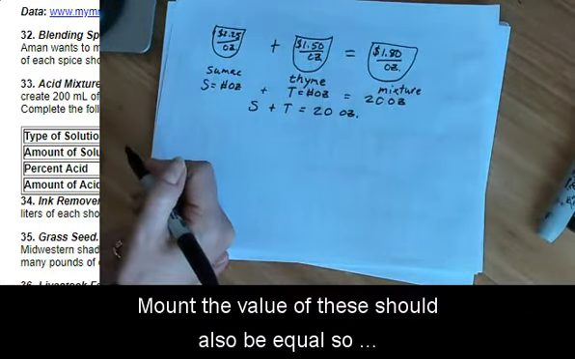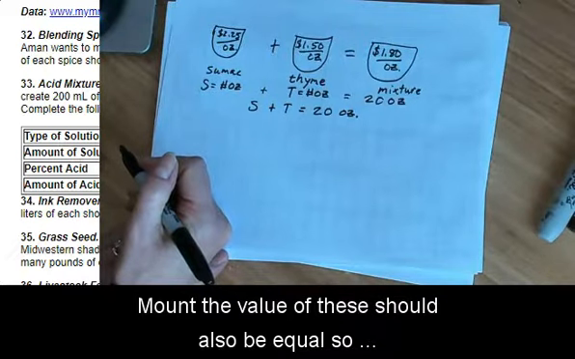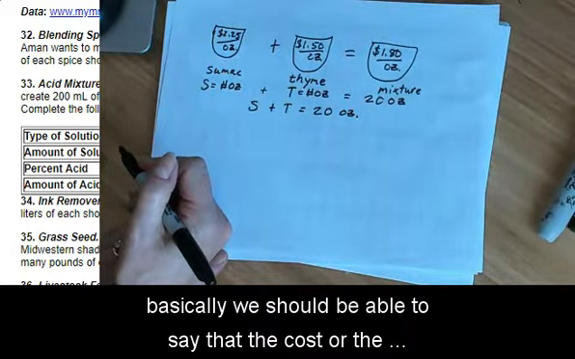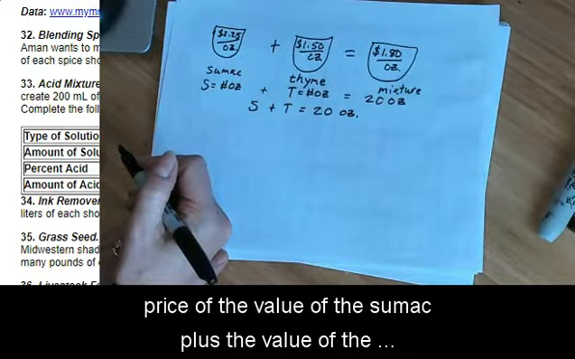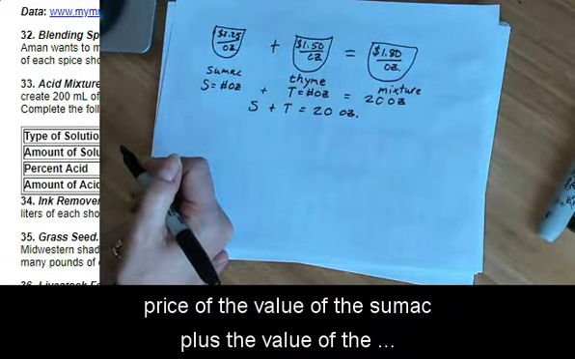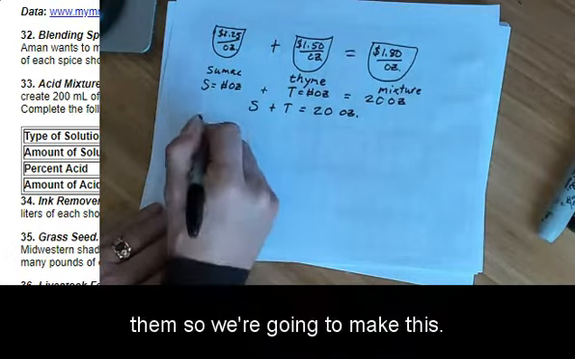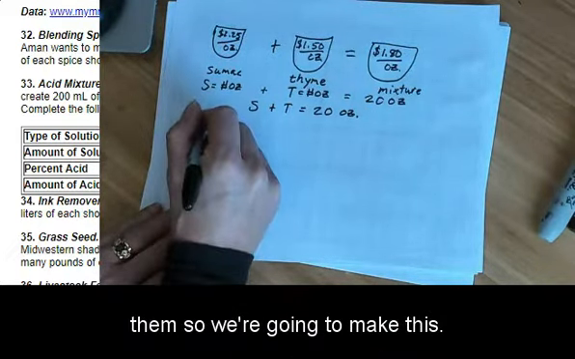Now the value of these should also be equal. So basically we should be able to say that the cost or the price or the value of the sumac plus the value of the thyme should be equal to the value of the mixture. Well, how much is the sumac worth? Well, it's $2.25 an ounce. So if we had 2 ounces, that would be 2 times $2.25 or $4.50. We don't know how many ounces we have, but we know we have S of them.